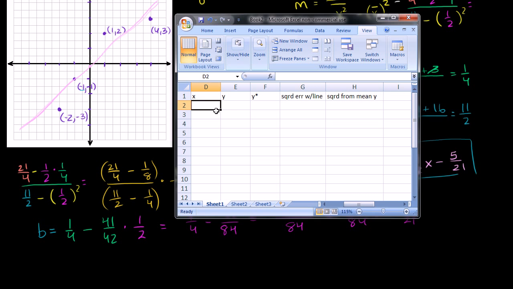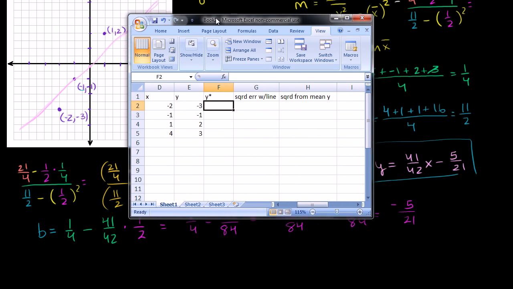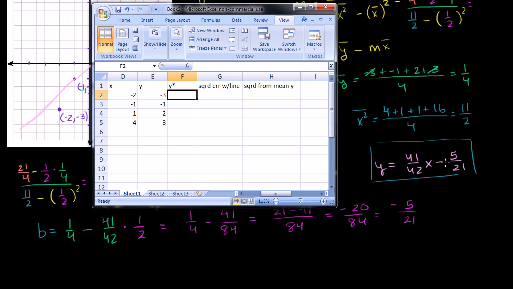So let's first put all the data points in. We had -2, -3. That was one data point. -1, -1. Then we had 1, 2. Then we have 4, 3. Now, what does our line predict? Well, our line says, you give me an x value, and I'm going to tell you what y value I'll predict. So when x is equal to -2, the y value on the line is going to be the slope, which is equal to 41 divided by 42, times our x value.